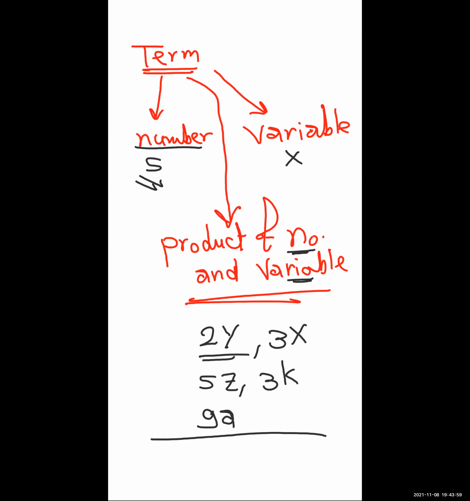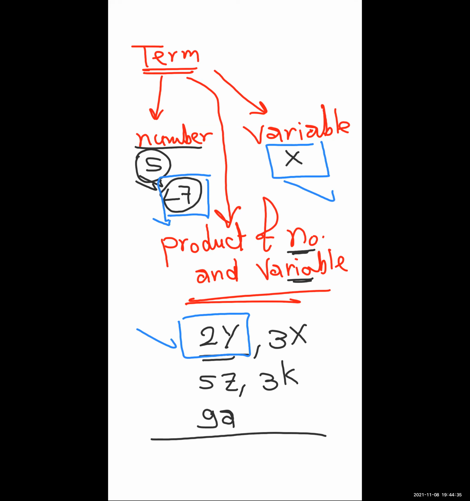Correct. Also, don't forget the negative. I didn't give an example with a negative. So here we said that if it's only a number like 5, it's a term. -7 is a term. A variable like x is a term. Mister, is the term the 2, or the y, or the x, which one? No, no, no. The term is 2y. In this case, the term is 2y. In this case, the term is x. In this case, the term is -7.